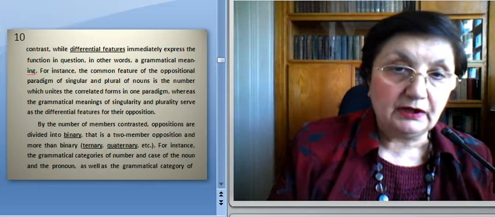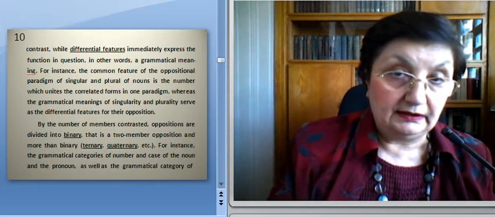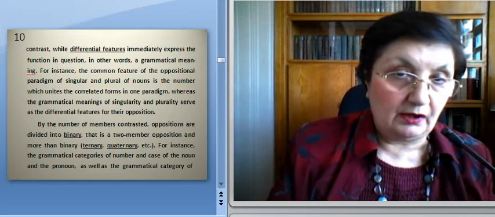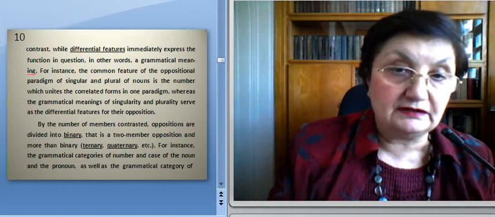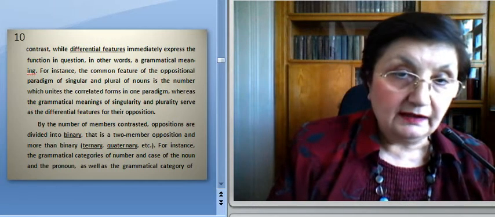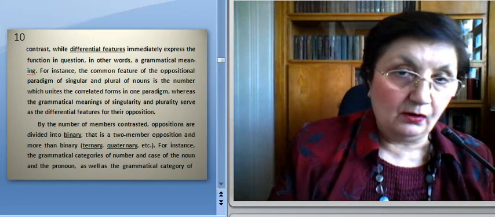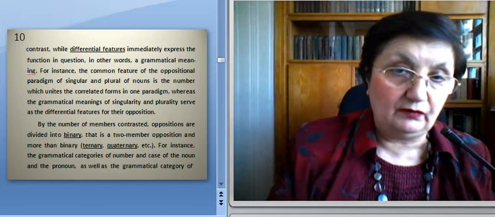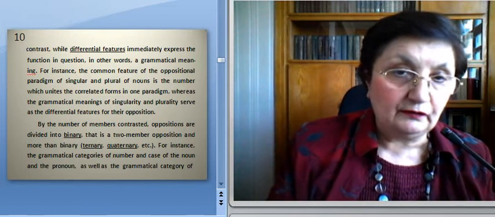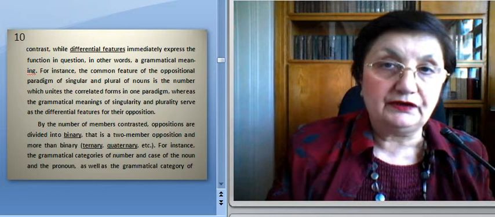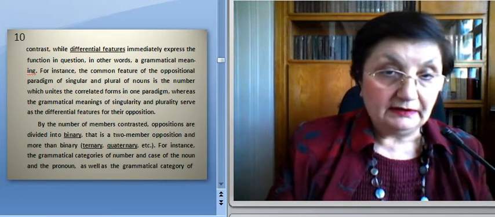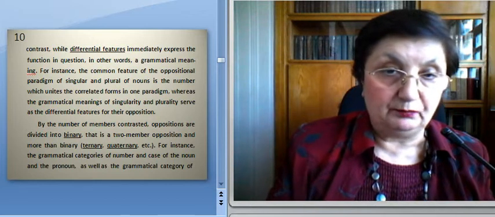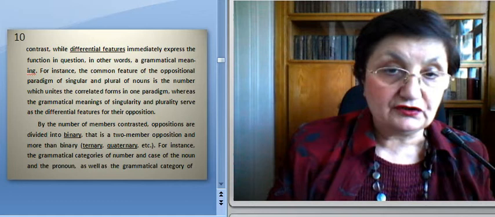For instance, the common feature of the oppositional paradigm of singular and plural nouns is the number which unites the correlated forms in one paradigm, whereas the grammatical meanings of singularity and plurality serve as the differential features for their opposition. By the number of members contrasted, oppositions are divided into binary, that's a two-member opposition, and more than binary, ternary, quaternary, etc.